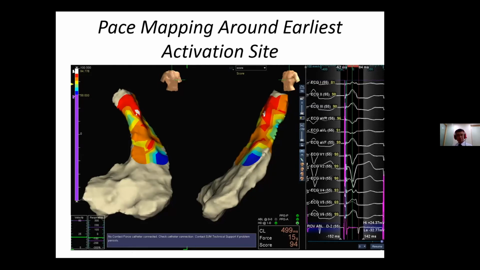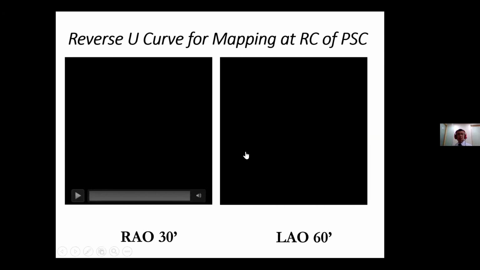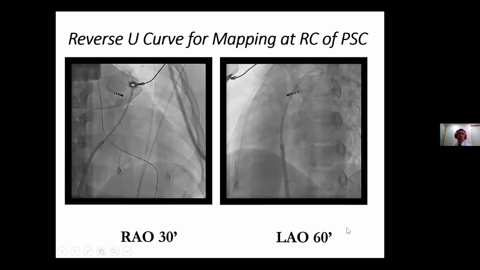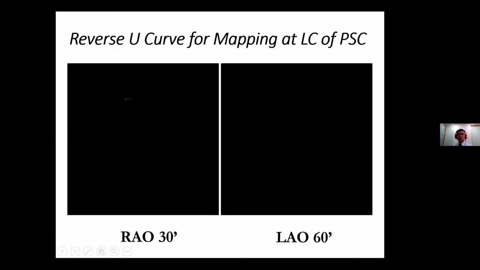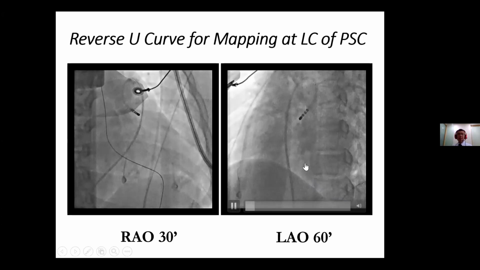This slide is just showing an example because we also try to go above the pointcusp to make a good activation signal and also the pace map. We put the ablation catheter above the pointcusp. This is the reverse U curve for a right cusp mapping, and the next one is the reverse U curve for the left cusp mapping.